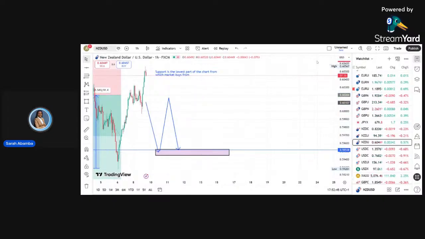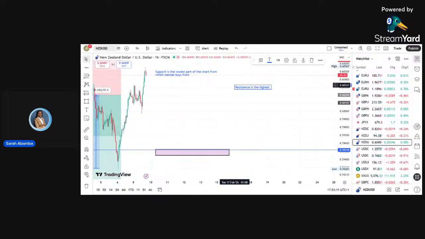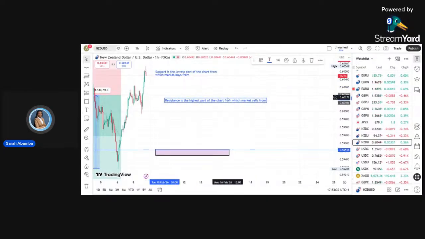Okay, so let's take a note on the resistance. So what is resistance? I love writing first, don't worry. So the resistance is the highest part of the chart from which market sells from. So this is what the resistance is. Now the support is the lowest part. However, the resistance is the highest part.